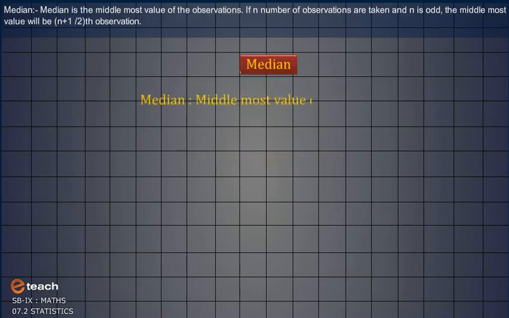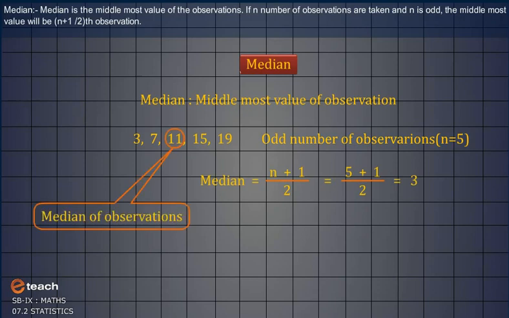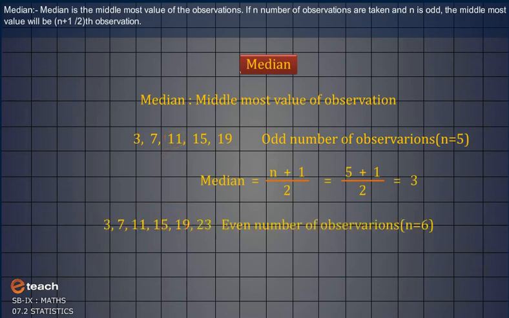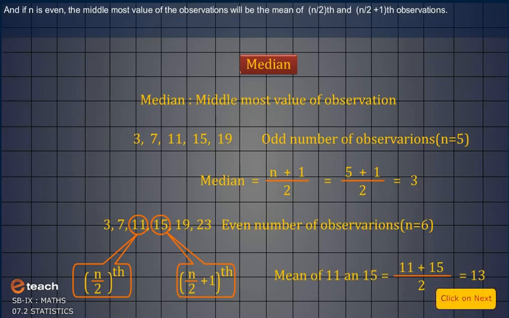Median. Median is the middlemost value of the observations. If n observations are taken and n is odd, the middlemost value will be the (n plus 1) by 2th observation. And if n is even, the middlemost value of the observations will be the mean of the n by 2th and (n by 2 plus 1)th observations.